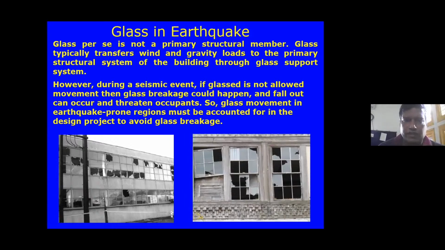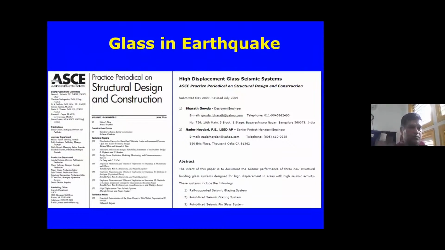So then what is the strategy? If people are interested, you could look up the ASCE periodical, the Practice Periodical on Structural Design and Construction, from May 2010. We have our paper there, High Displacement Glass Seismic System. In fact, three glass systems are presented there. High displacement means how do we allow the glass to move when the earthquake happens? That is the strategy. I'll be presenting about five projects here.